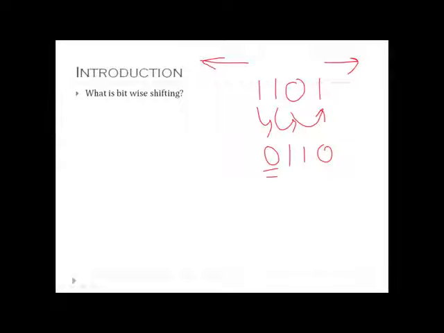That's a right shift. Now I can shift bits in the left direction as well. In this case, this bit will take this position, this bit will take this position, and this bit will take this position. So the number would be 1, 0, 1, and this will be replaced with 0. So this is the left shift operation.